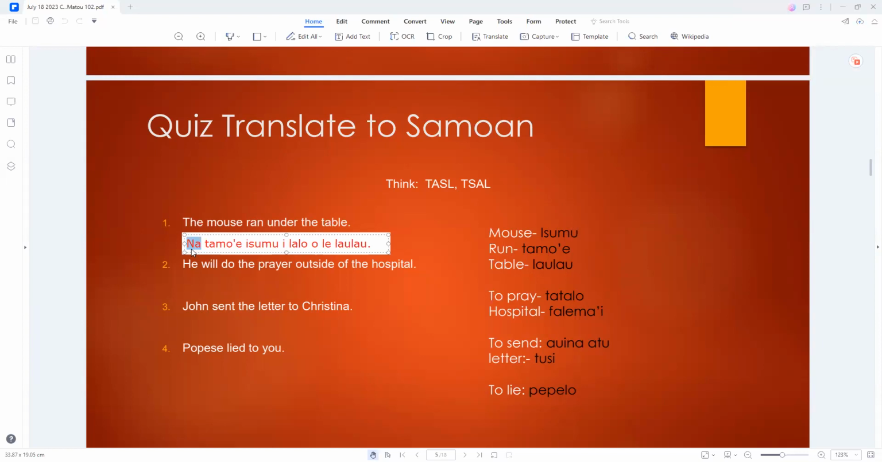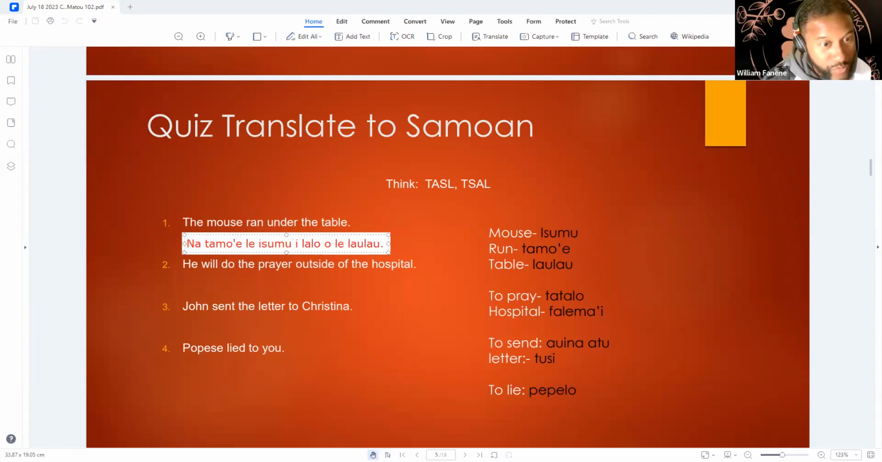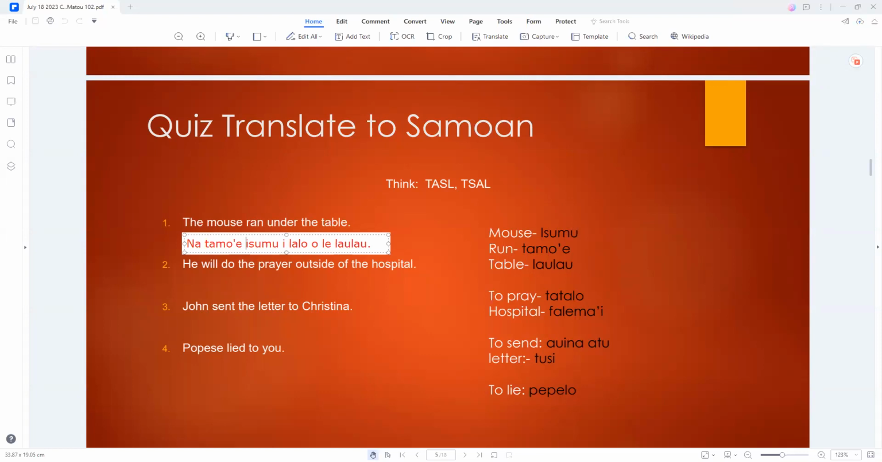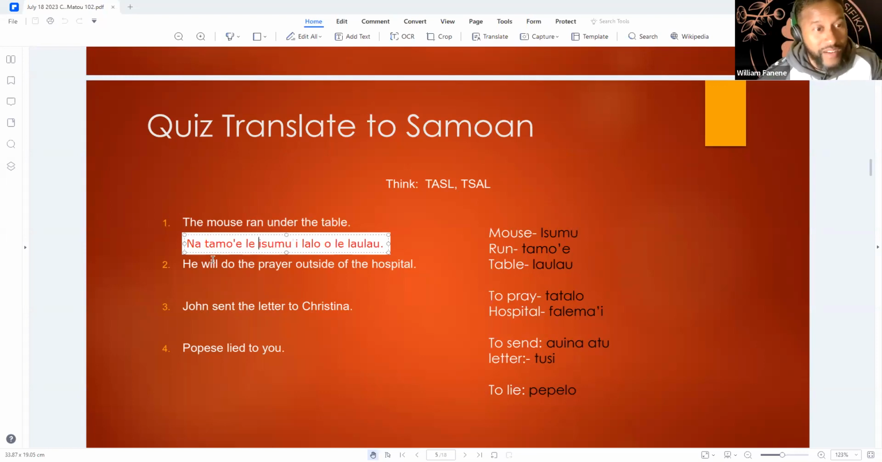Le isumu. Le, yeah, le. And the reason why le is because that makes it a singular isumu, or a singular mouse. Because if we just said isumu, then that's like the mice. That's plural, I think, right? The mice. Yeah, le. Let's just stick with the Samoan part. The mouse ran under the table. So now na tamoe le isumu ilalo o le laulau. Or if anyone has ua, either one is great. Great job.